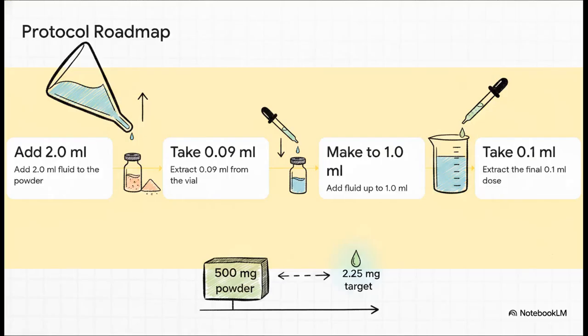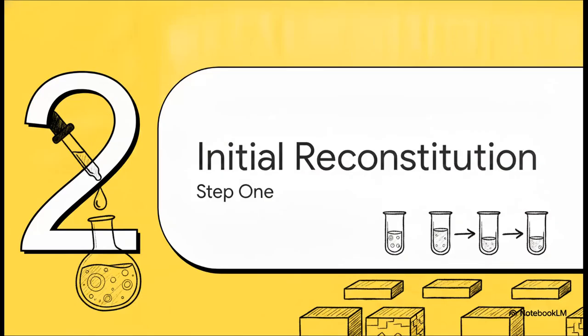Before we even touch the math, let's just lay out the 4 physical steps. First, we add 2.0 milliliters. Second, we extract exactly 0.09 milliliters. Third, we top that up with fluid to make it 1.0 milliliter. And finally, we extract 0.1 milliliters. If you execute those 4 steps perfectly, you seamlessly transition from 500 milligrams of powder straight down to our 2.25 milligram target. Which brings us to Step 1, initial reconstitution.